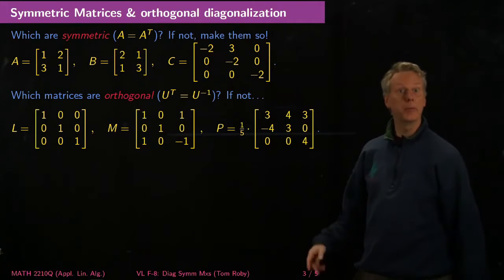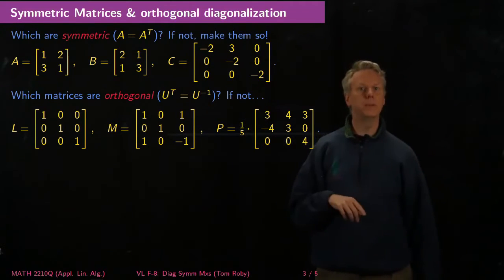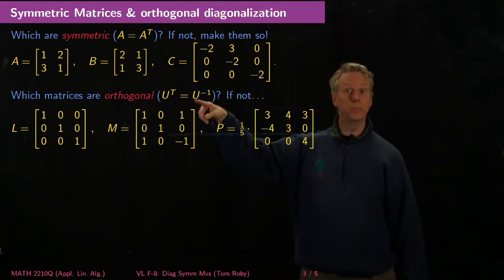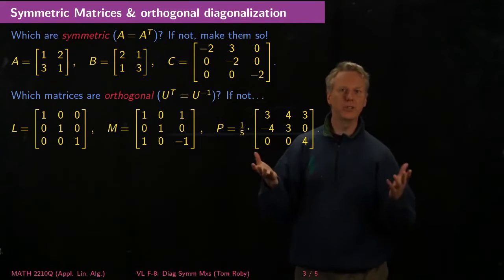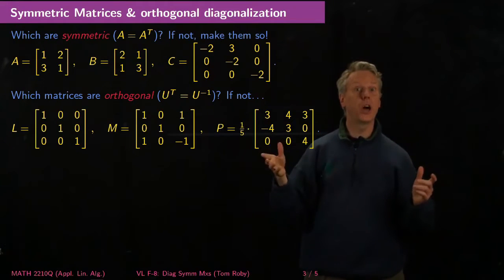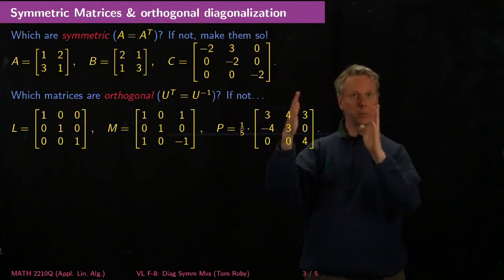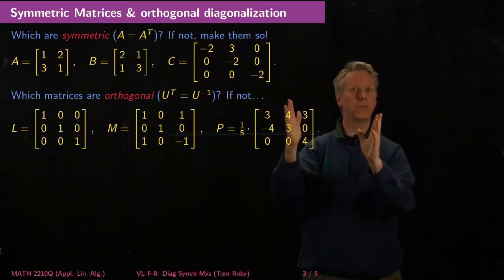And remember that a matrix is orthogonal if its transpose is the same as its inverse. In other words, if you multiply the matrix by its transpose, you get the identity matrix. And that should make some sense, right? Because a matrix that's orthogonal is one whose columns are orthonormal, meaning that the inner product of any two of them is 0 if they're different and 1 if they're the same.